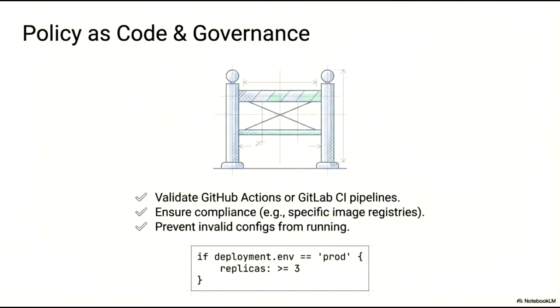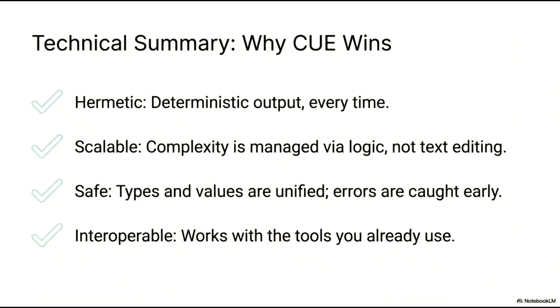development lifecycle. In this technical summary, we examine why Q is the leading choice for configuration management. First, it is hermetic, providing deterministic output every time to ensure consistency across all environments. Second, it is highly scalable. Complexity is managed through integrated logic rather than manual text editing, allowing your configurations to grow without overhead. Third, Q is safe by design.